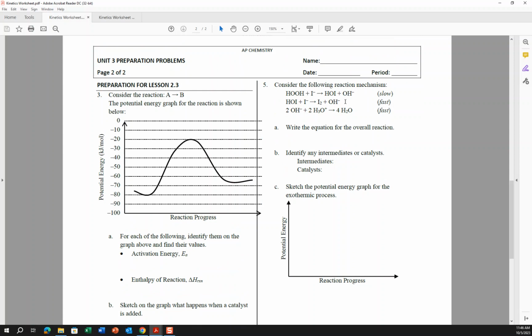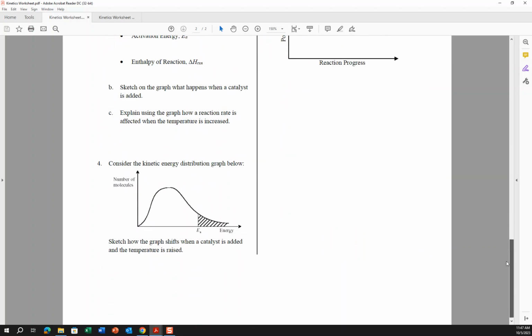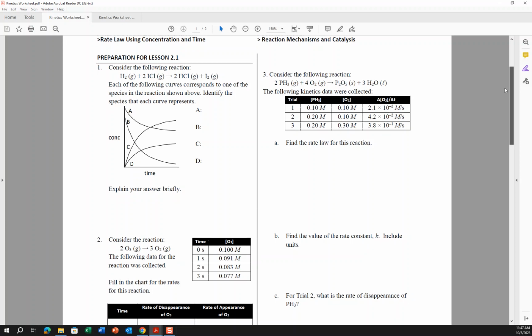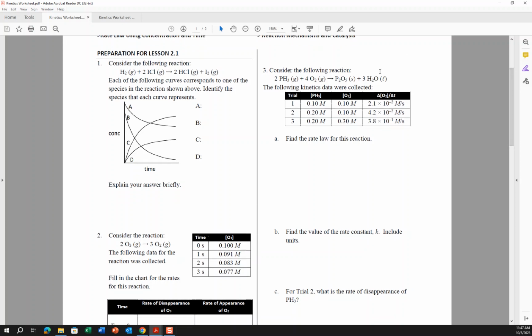And then here we have reaction mechanisms. What can we get from reaction mechanisms, and knowing some different terms, like what is an intermediate in a reaction mechanism, and what is a catalyst in a reaction mechanism, if there is one. Anyway, let's go through these one at a time, and we'll talk about what's going on with chemical kinetics.